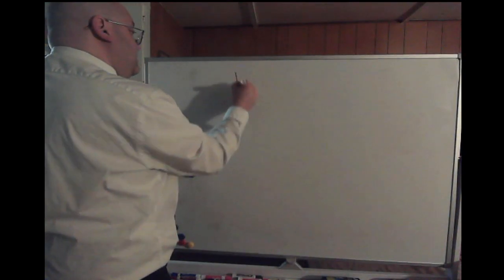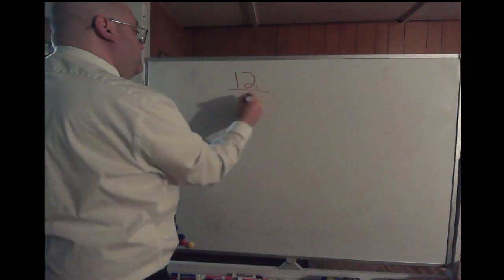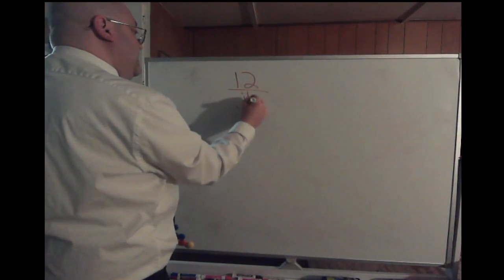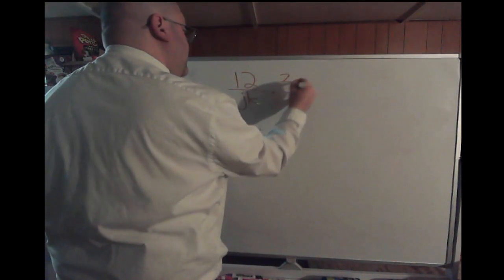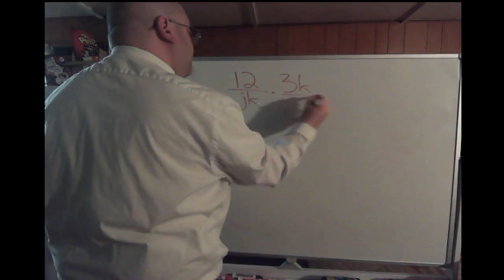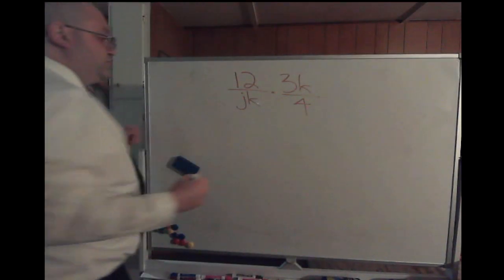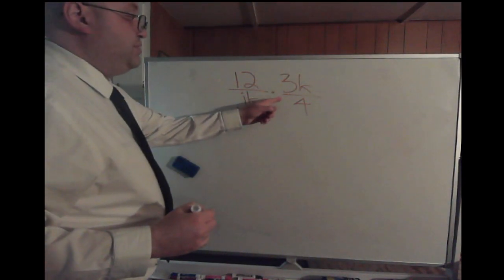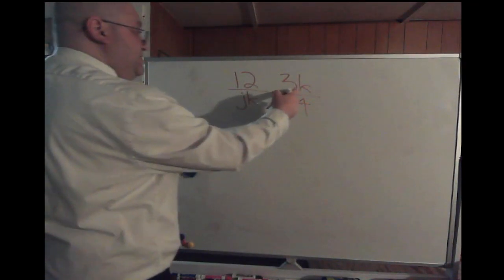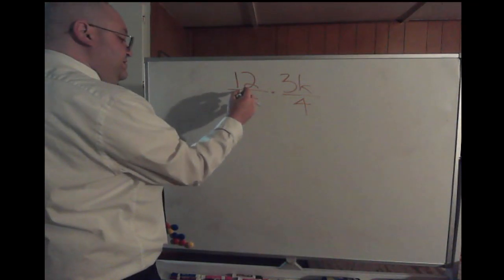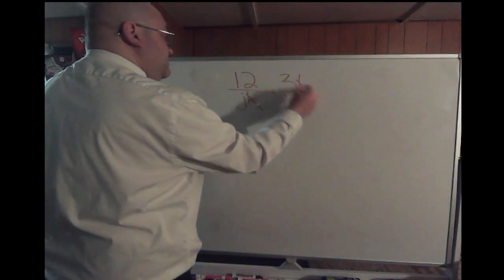Alright, let's see. We have 12 over jk times 3k over 4. So 12 over jk times 3k over 4. What should jump out at you is you have a k in the numerator and in the denominator, meaning the k's will cancel for sure.